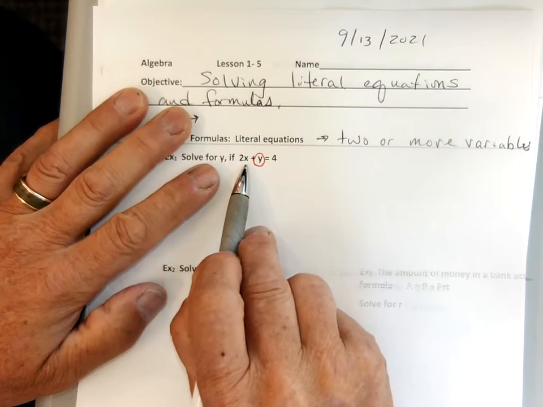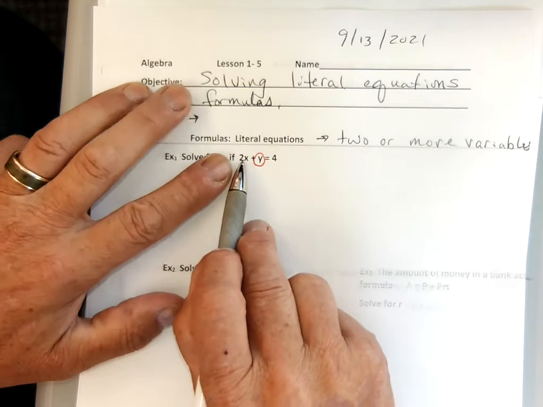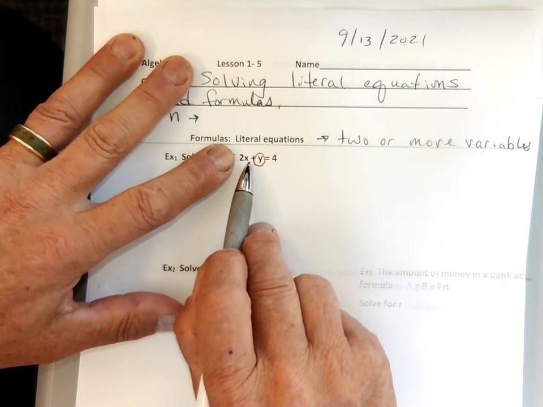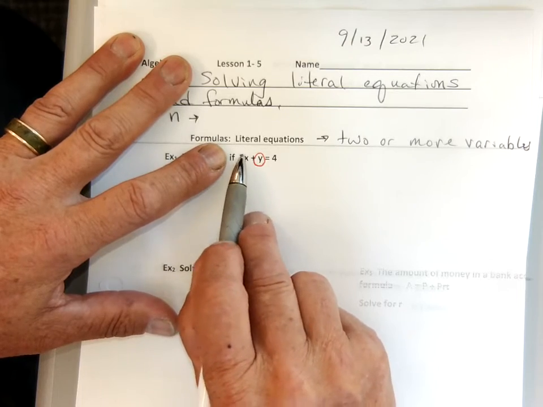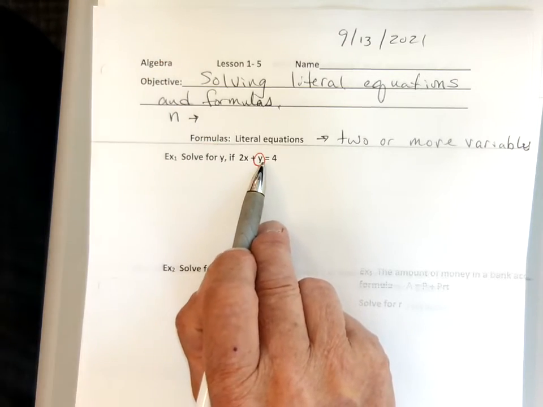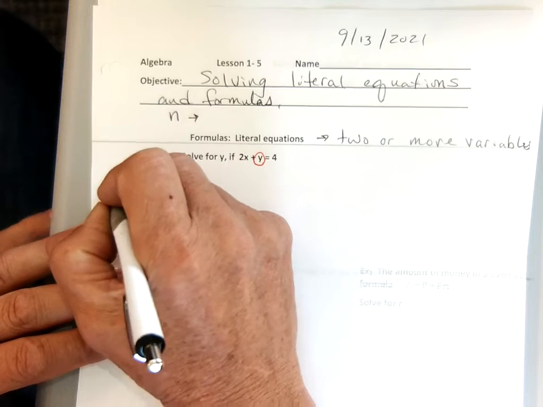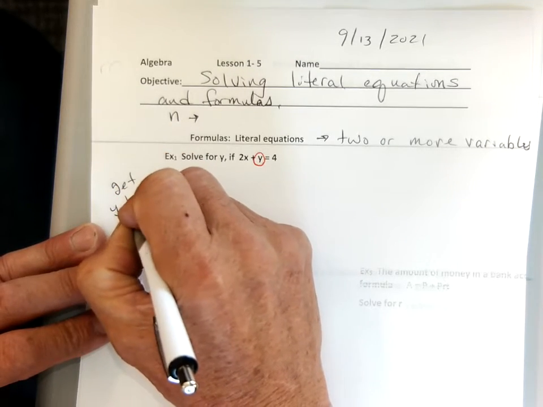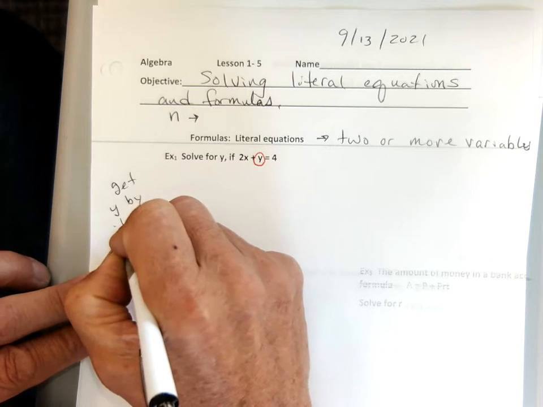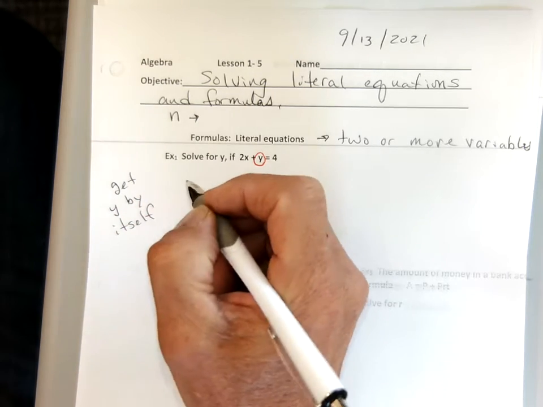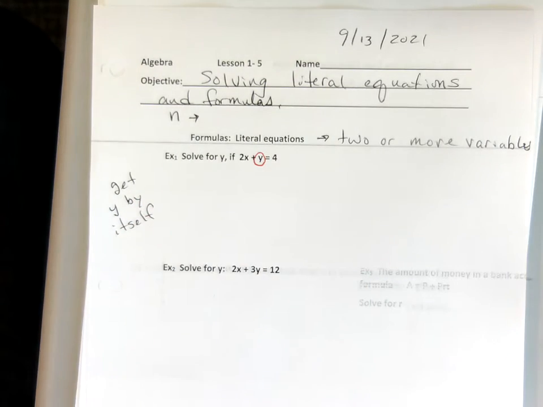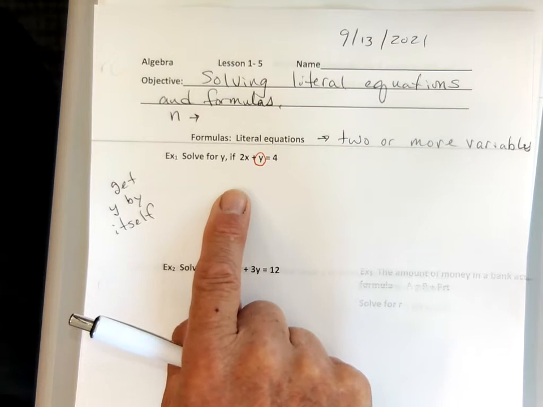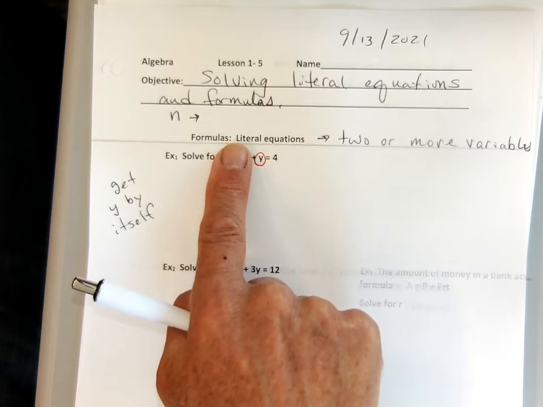next to y is the 2x. Now, I don't know what x is. I do not know what x is. But if I can get the 2x out of here, then I'm going to have y by itself. To do that, I'm going to get rid of the 2x. If I get rid of the 2x, I'll have y. See, watch me cover it up. If I get rid of the 2x, what's left?